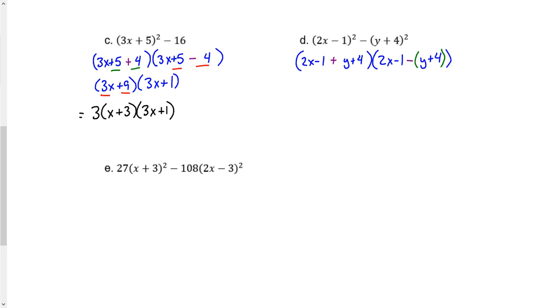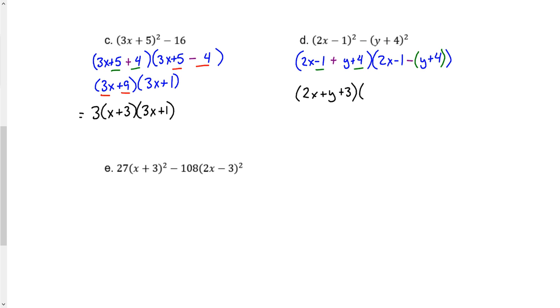Our next step to this is simply combining our like terms. We have a 2x and a y. I like dealing with my variables first, so I literally just have 2x plus y, and then I can combine my like terms here. My 1 and my 4, or more specifically negative 1 add 4, is adding 3.